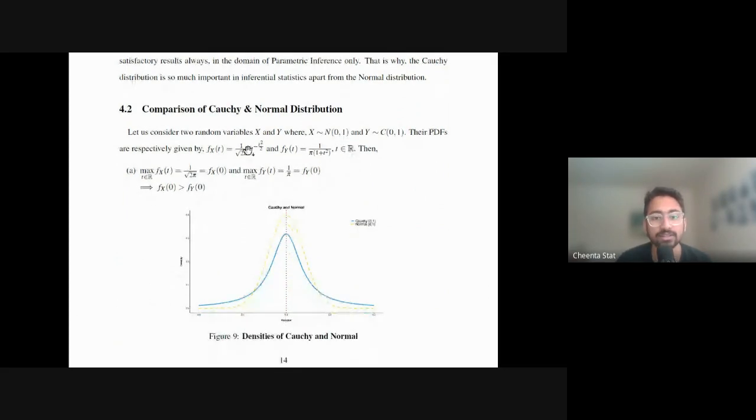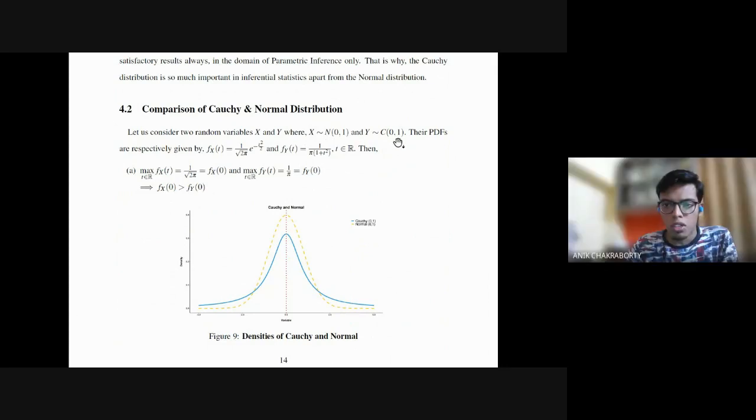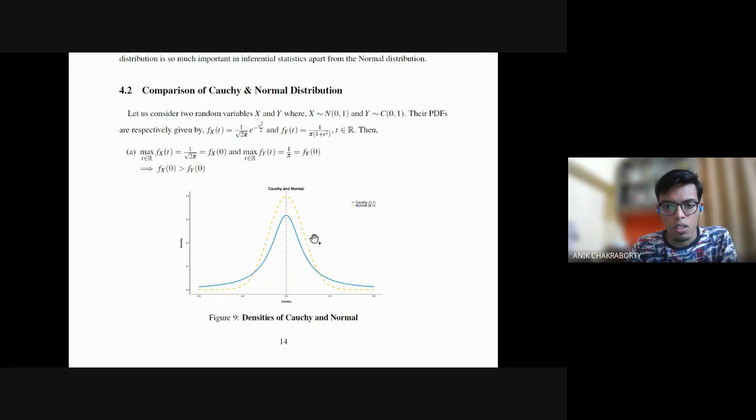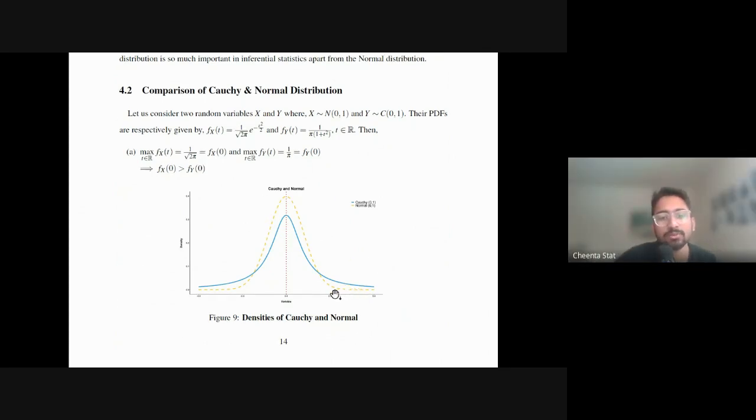So X and Y follow normal and Cauchy respectively. Okay, so if we compare the PDF, this is really great. This is what I wanted to make you understand. See, the yellow one is normal and the blue one is Cauchy. You can see easily that normal is much more concentrated around the mean, while Cauchy has heavy tails.